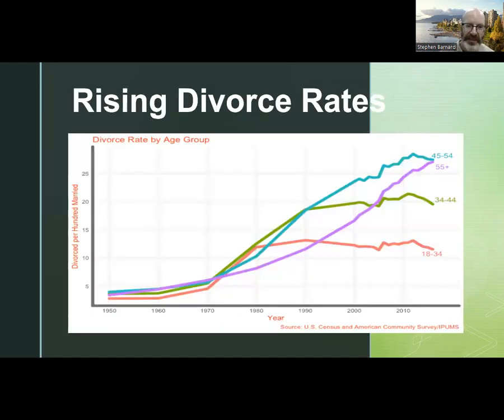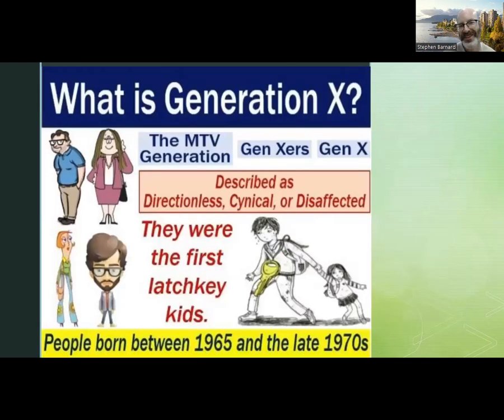As the baby boomers grew older, a lot of them married and had children, and as time went on, an increasing number of them got divorced. And if you take a look at this graph here, where you can see the divorce rate by age group, you can see as the 1960s went into the 1970s, 80s, 90s, and beyond, the divorce rates went very, very high. Now, who were the children of these divorced families? Well, that's my generation, Generation X.